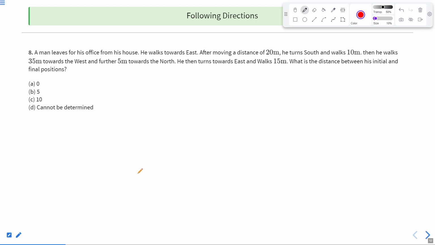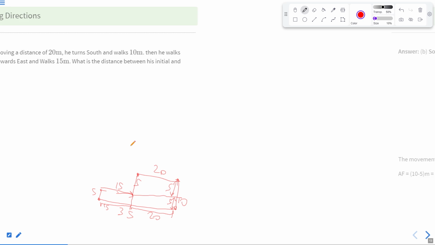Therefore, what I'm trying to say here is if he goes east 20, south 10, walks 35 west, goes 5 north, so he is about halfway up. What's more, this is 20, so this is 15. Now we have east another 15. Initial, final, 5. 5 meters south.